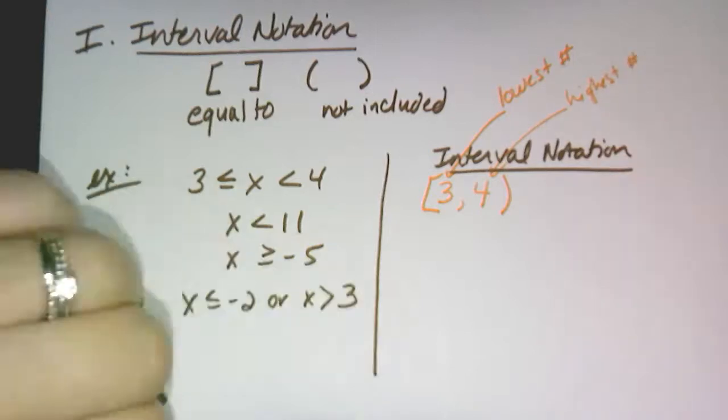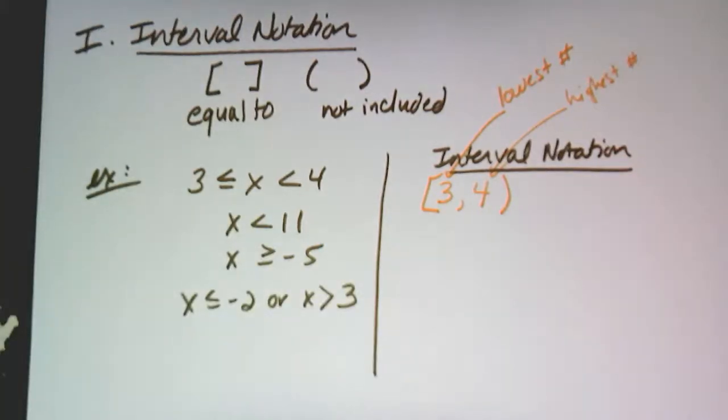The right side always has to be the highest number. What will happen is you will switch that on me, like you might put 4, 3, so be very careful. I always want low to high. What's the lowest that X could be? What's the highest that X could be? So that was pretty easy. Let's go to this one now.